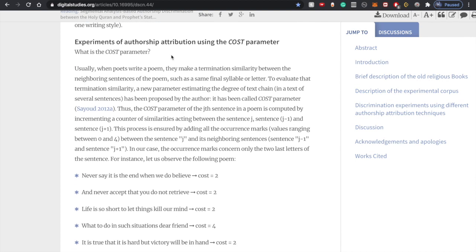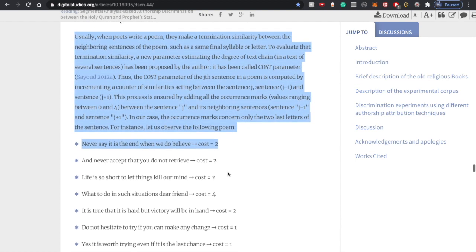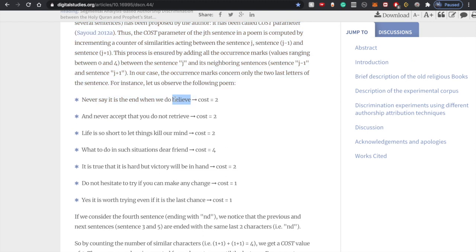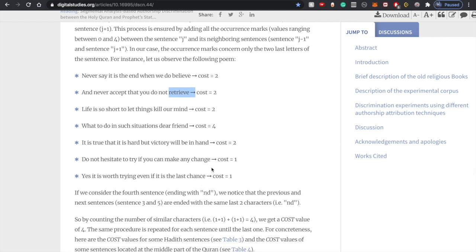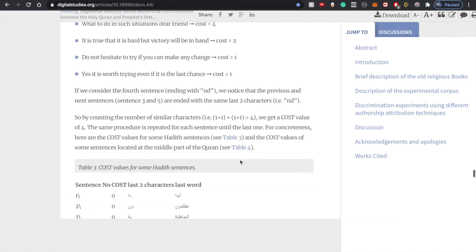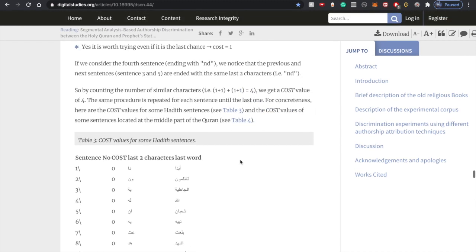So next up they look at cost. Again, remember cost. What is cost? It's like this. Believe and retrieve, same ending, so cost of 2. Mind, friend, hand. So in terms of friend, ND, ND, ND, ND above, ND below, so cost of 4. ND here, it has 1 ND below, so a cost of 2. Above it is VE, so cost of 2. Chance is change, so they're different, so 1. Hand is different from GE as well, so GE doesn't match anywhere, so it's a cost of 1. And that was the point, right?